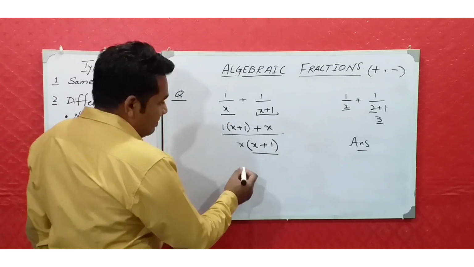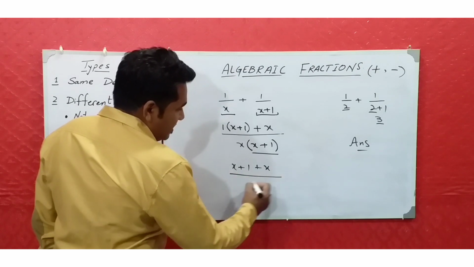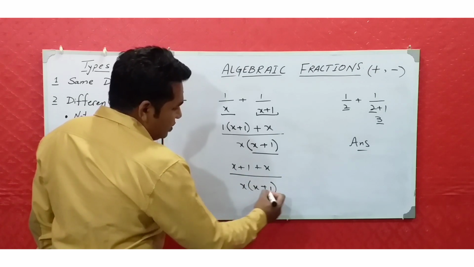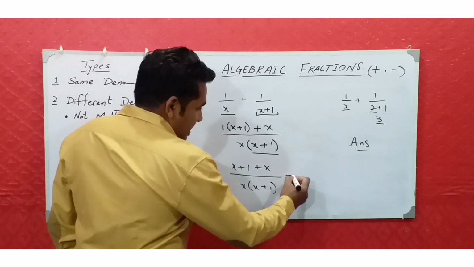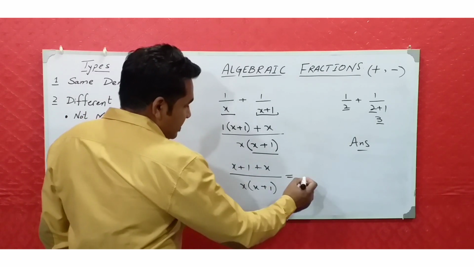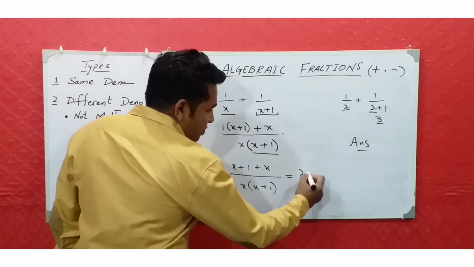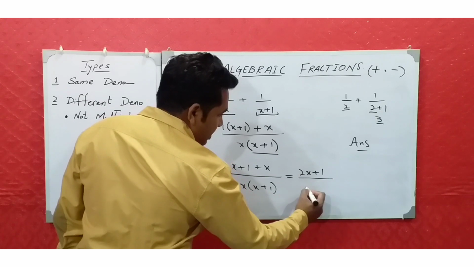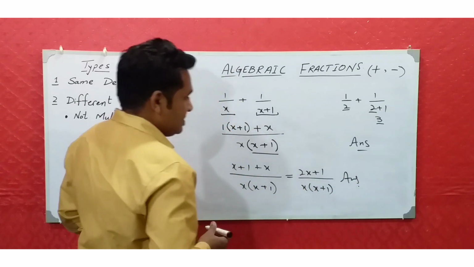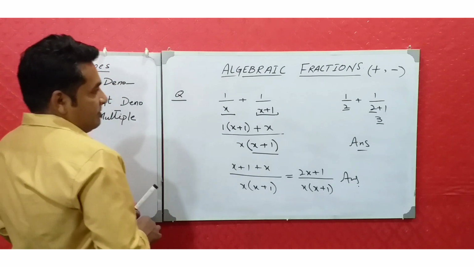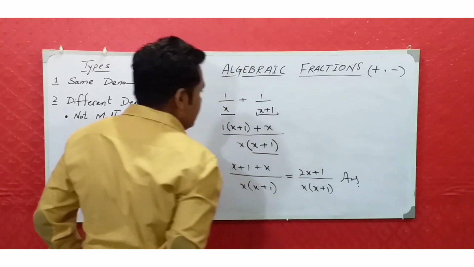Now further when you simplify it, it becomes x plus 1 plus x over x into x plus 1. You multiply it inside or don't, it's up to you, no problem, and just simplify the numerator. So in numerator, x plus x is 2x, so 2x plus 1 over x into x plus 1. That is the final answer of the question. So I don't think that there is any problem in it.